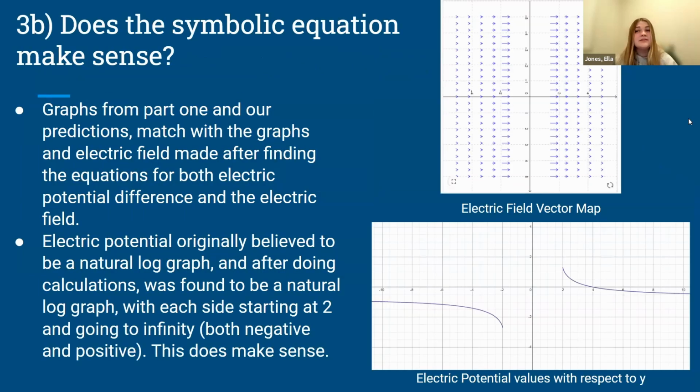Now, does our equation make symbolic sense? For this problem, our group's initial prediction was that the charge density would be linear. Starting out negative, it would hit 0 at the origin and then become positive from that point on. In other words, from negative L to 0, it's going to be negative, and then from 0 to positive L, it's going to be positive. While it is not uniform, that is something we had to figure out in our calculations. We ended up finding that it was a natural log graph, which did match up with what we originally thought it would be.